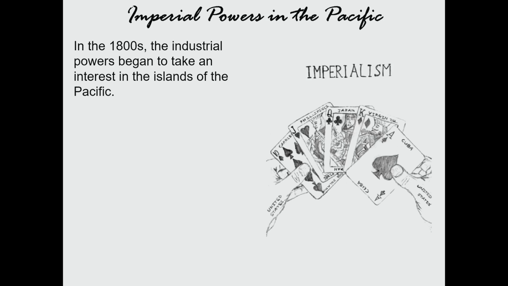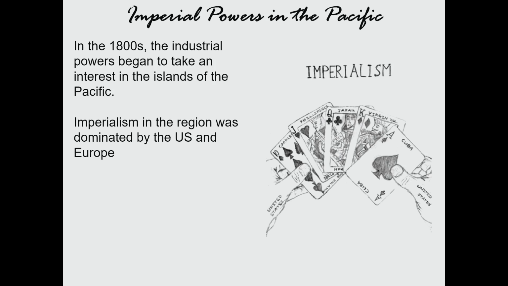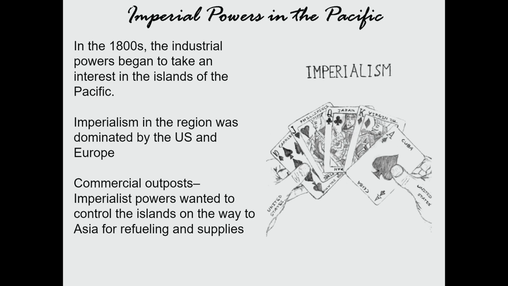Industrial powers take interest in the small islands in the Pacific. So imperialism in this region is dominated by the United States and some countries in Europe, but mainly the United States. The islands in the Pacific are good for commercial outposts. The imperialist powers want to control the islands on the way to Asia for refueling and supplies.